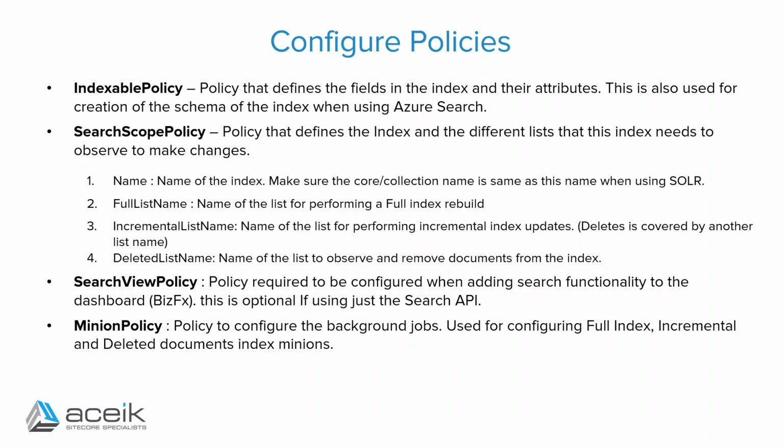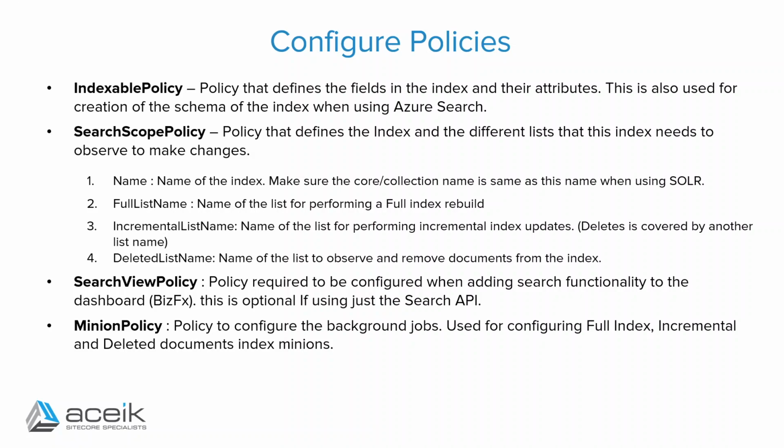Full list name. That's the name of the list that you actually subscribe an entity to when you create a new entity. So when you do a full rebuild, it takes all the entities that are in that list and indexes them, but it doesn't delete that list membership. It only does that for incremental. So we need a list name for incremental, and then we need a delete list name. So that's a list that you assign an entity to when you delete it.